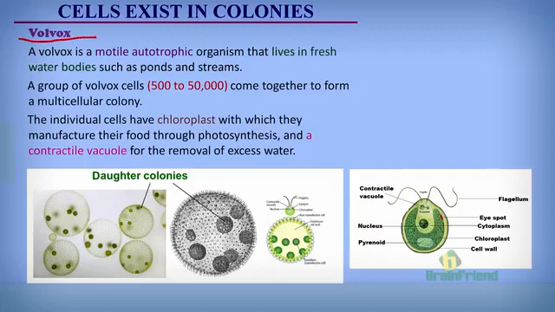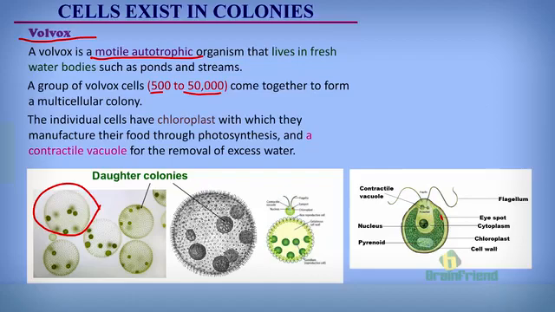A Volvox is a motile autotrophic organism. It lives in freshwater bodies such as streams, ponds, and rivers. The Volvox colony is made up of several cells, and we have a range of about 500 to 50,000 cells. So this is a Volvox colony, and we are saying it can have up to 50,000 cells, or about 500 cells. They come together to form a multicellular colony. So with this, we can regard a Volvox as a multicellular organism.